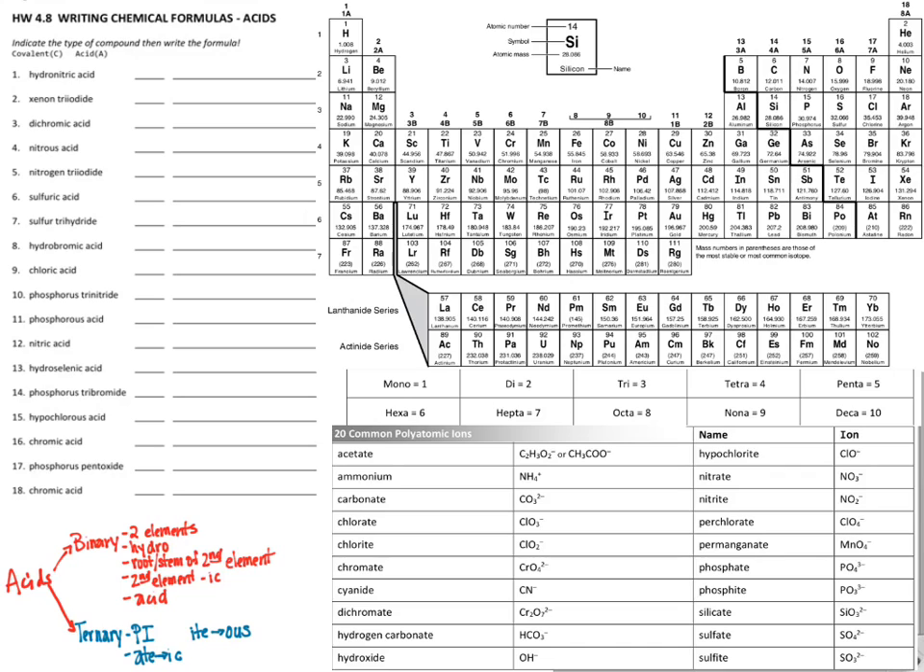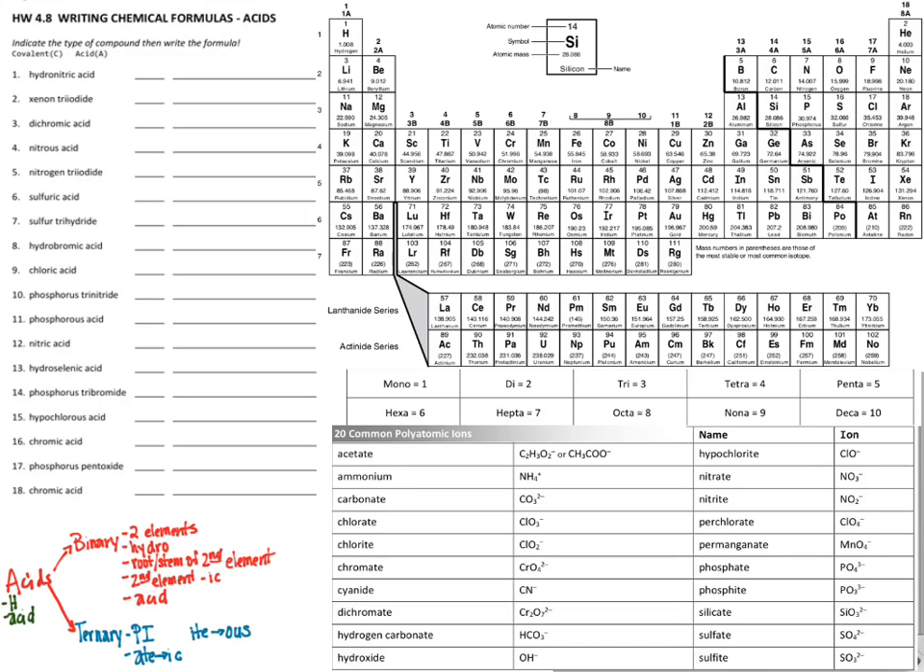Now, what these acids have in common with each other is we can identify them quickly because they all begin with hydrogen, and they all end with the word acid. All right, so let's go through our list here, and we're going to identify our acids very quickly.